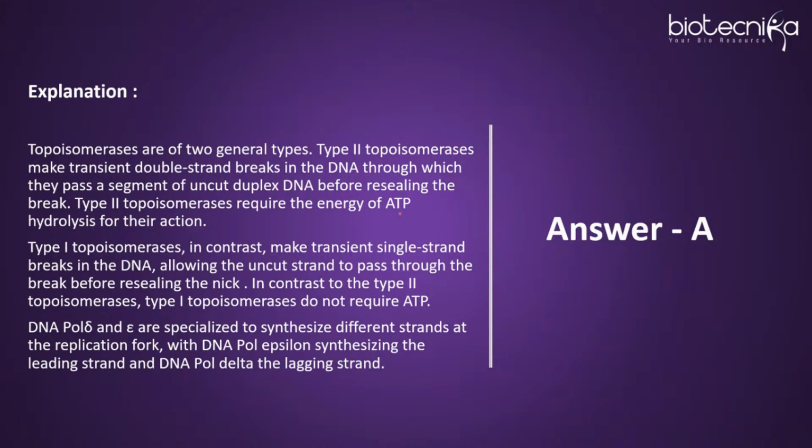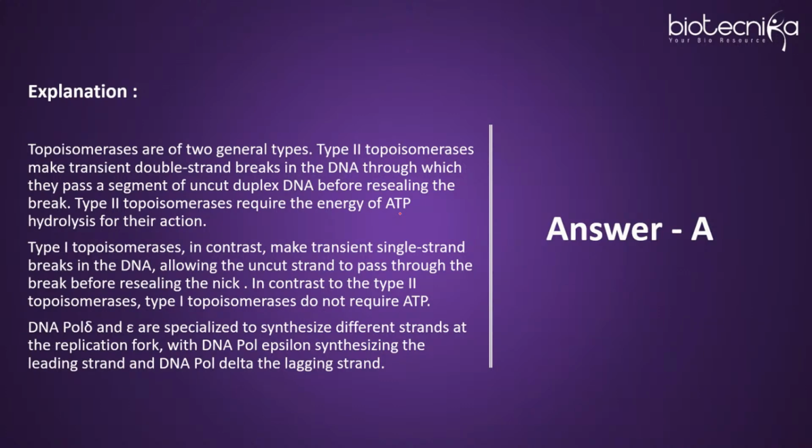The explanation says that topoisomerases are of two general types. Topoisomerase 2 makes transient double-strand breaks in DNA, through which they pass a segment of uncut duplex DNA before resealing the break. Type 2 topoisomerase requires the energy of ATP hydrolysis for its action. So type 2 requires ATP hydrolysis, and it cuts both of the strands of the DNA.